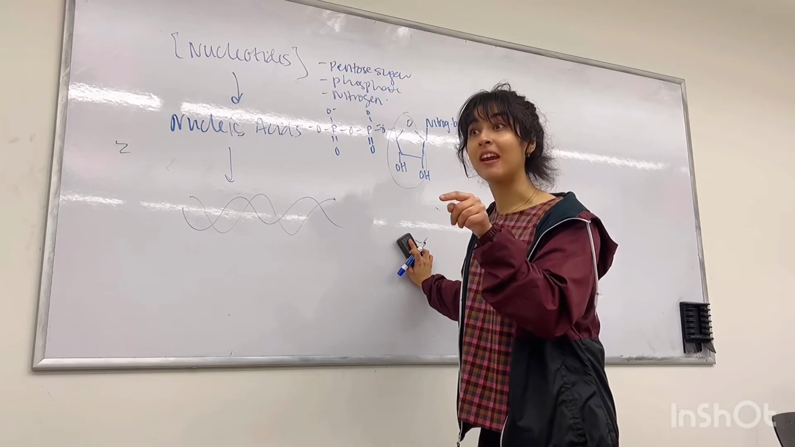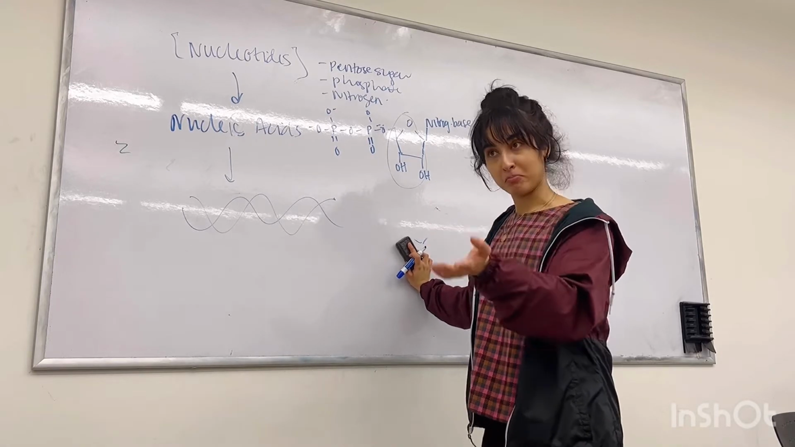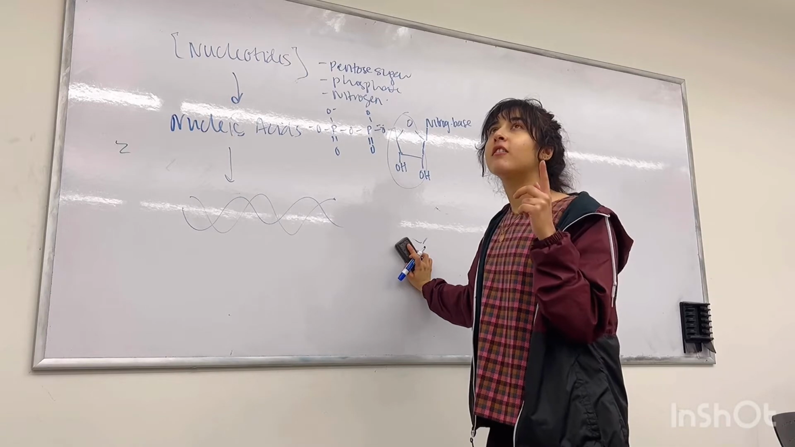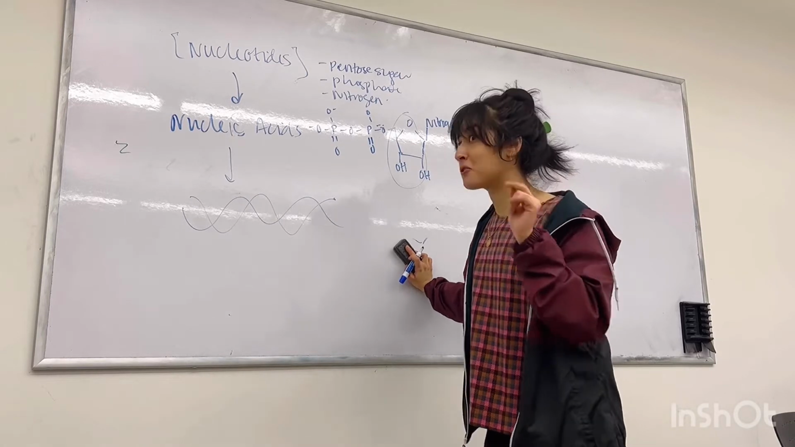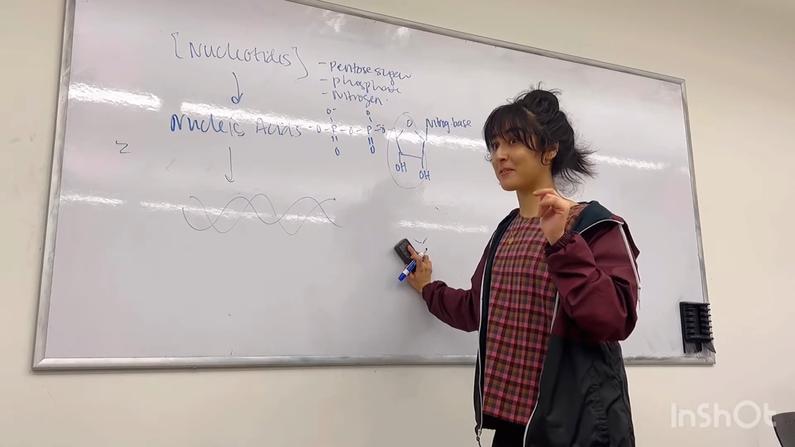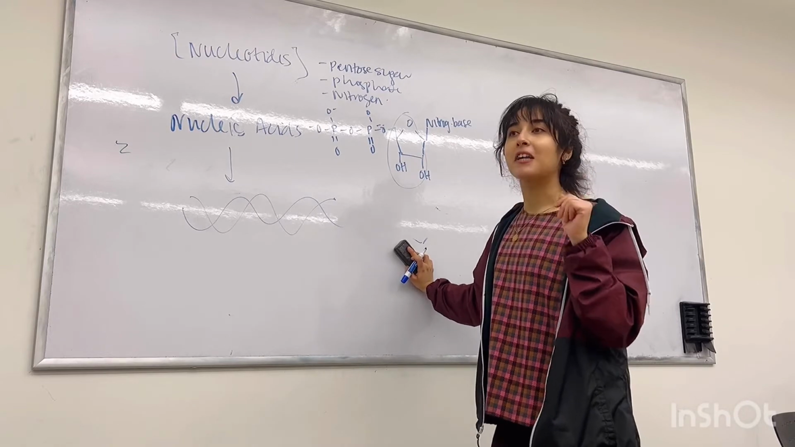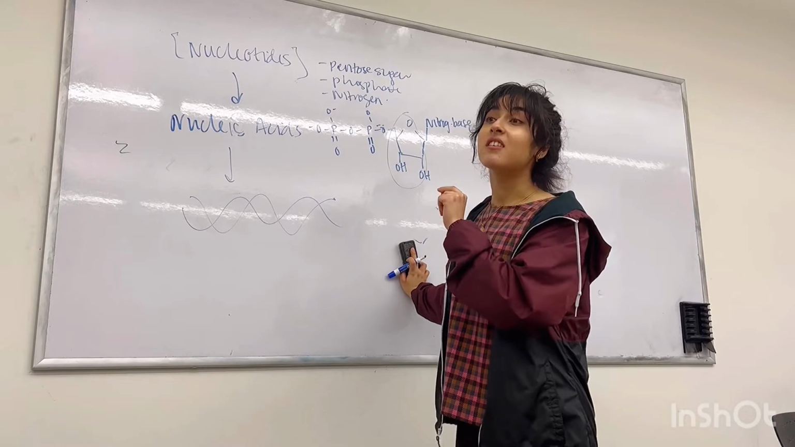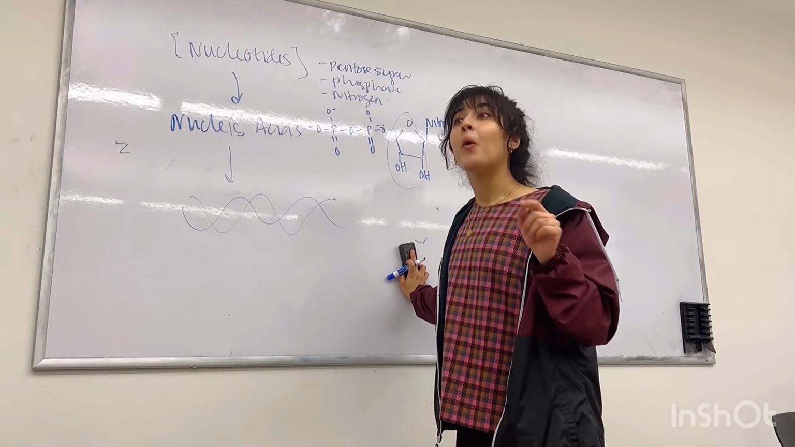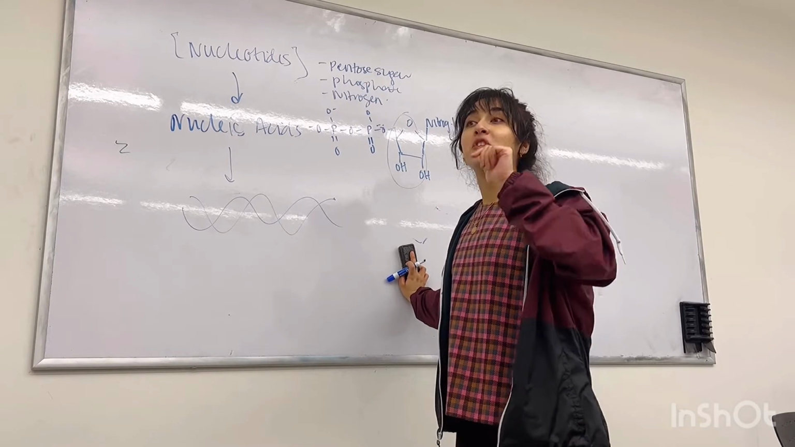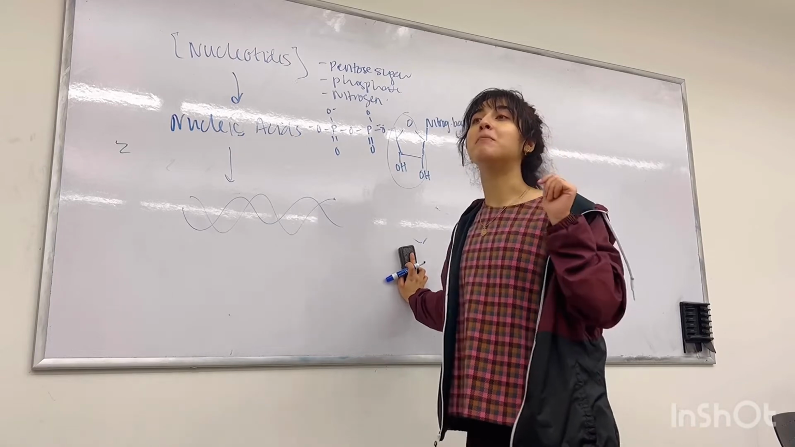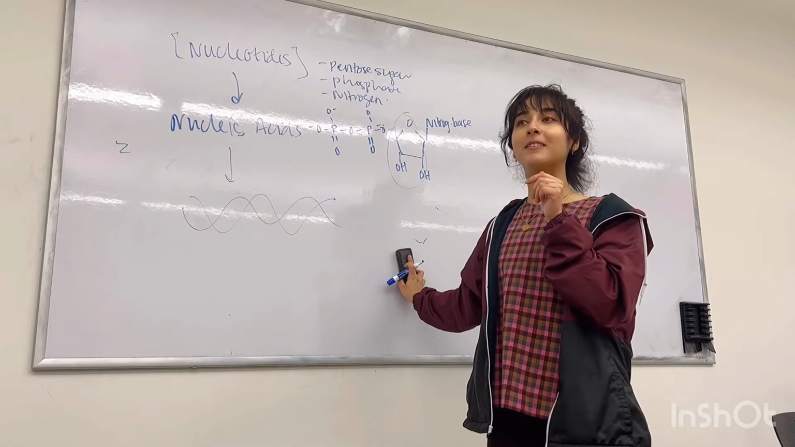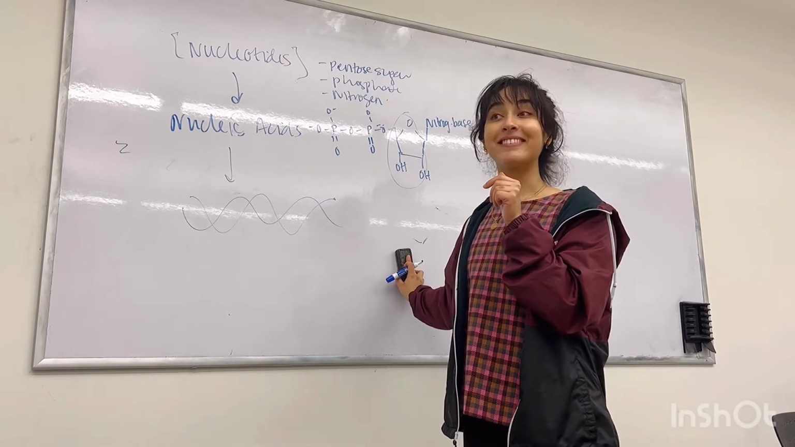That's really important. And in the future, because you mentioned you're pre-med, you're going to see on exams like the medical college admissions test that they might ask which bond is stronger: something with a lot of CGs in it or a lot of ATs in it? What do you think is going to be stronger? The one that has more bonds, like the double bonds.